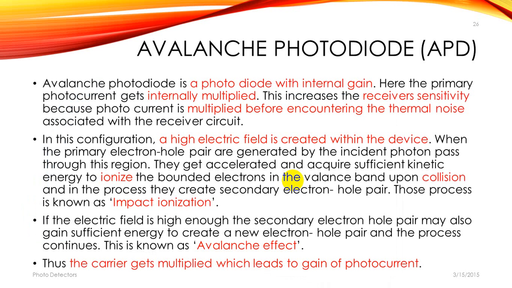So these are the points which I have discussed. There is a case of the thermal noise which gets multiplied, and it is associated with the receiver circuit. Then there is this impact ionization, then avalanche effect, and how the carrier gets multiplied, which leads to the gain of the photocurrent.